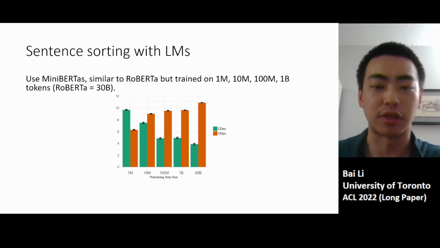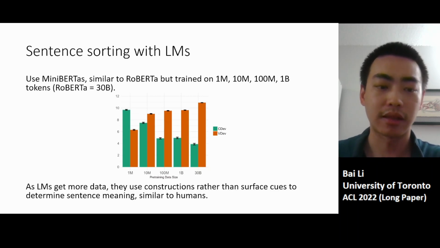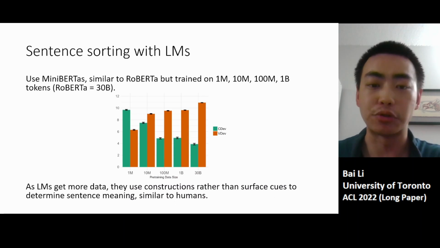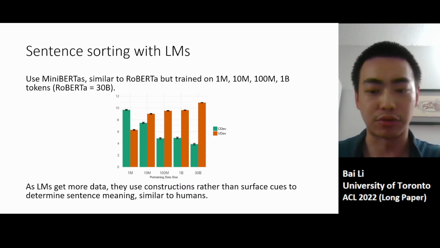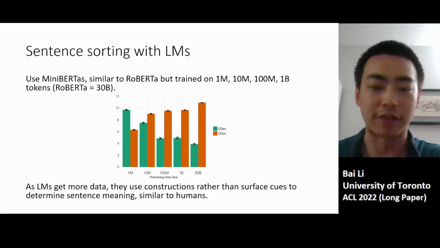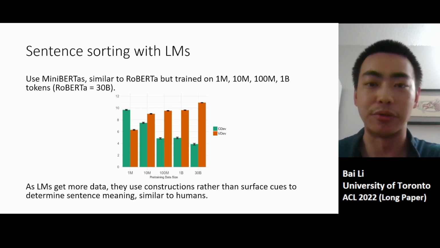Here are the results of the experiment. We find that as the language models get more data, they sort more by constructions than by verb. So the green bar gets smaller and smaller when the amount of pre-training data increases. And this is similar to the trend in humans.